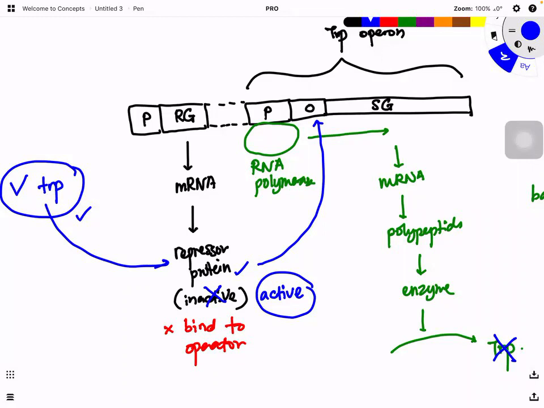But the cell will use tryptophan, right? So the concentration of tryptophan decreases. When the concentration of tryptophan decreases, there is less chance for tryptophan to bind to the repressor protein. The repressor protein becomes inactive. Therefore, this operon is switched on again.